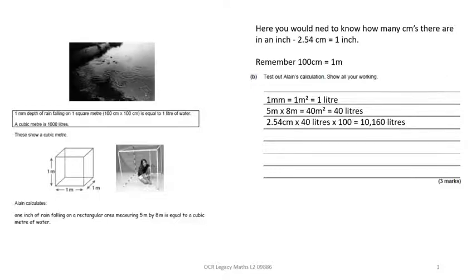So we are now looking at our cube down below, and 1 inch of rainfall in a rectangular area measuring 5 metres by 8 metres equal to a cubic metre of water. Okay, here we go. So our 5 times 8 equals 40. So we know that a metre squared is 1 litre, so we know we have 40 litres of water. This is where knowing that 1 inch is 2.54 centimetres comes into play. You take that 2.54 centimetres and times that by your 40 litres. You're then going to times that by 100, which is your square meterage. And that brings you out to the total of 10,160 litres.